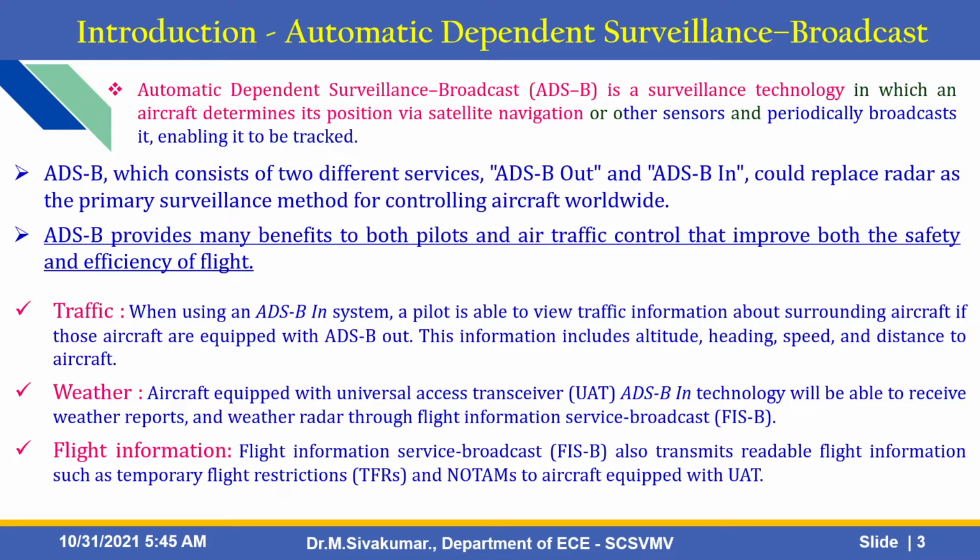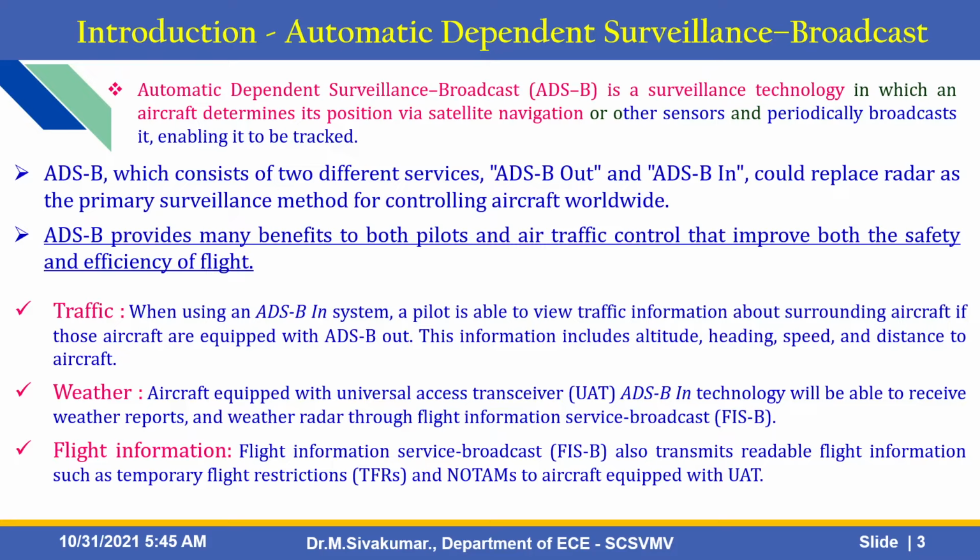ADS-B provides many benefits to both pilots and air traffic control that improve both the safety and efficiency of flight. What are the benefits in the area of traffic, weather, and flight information? When using an ADS-B system, a pilot is able to view traffic information about surrounding aircraft if those aircraft are equipped with ADS-B Out. This information includes altitude, heading, speed, and distance to the aircraft.